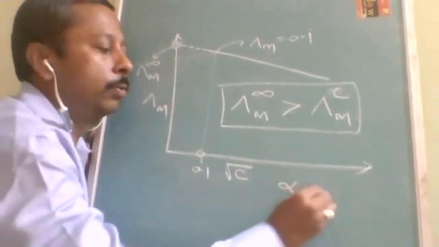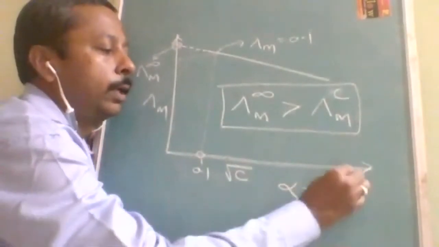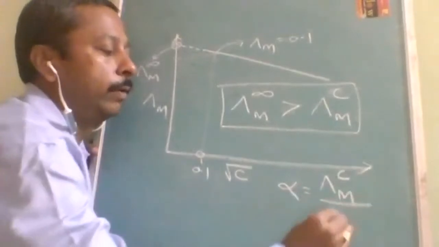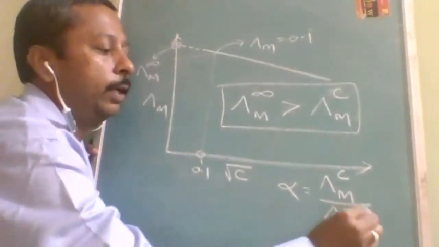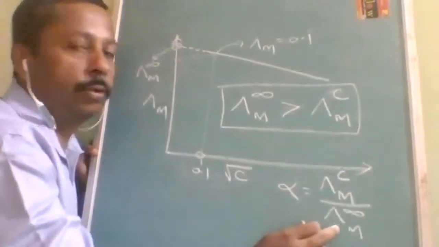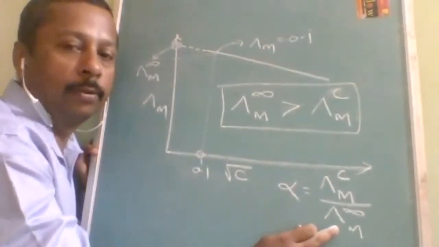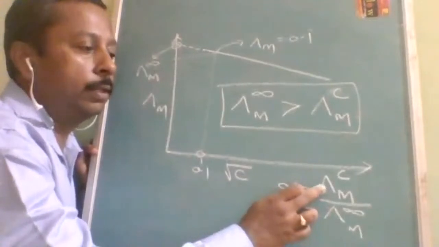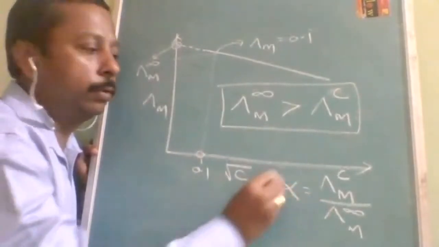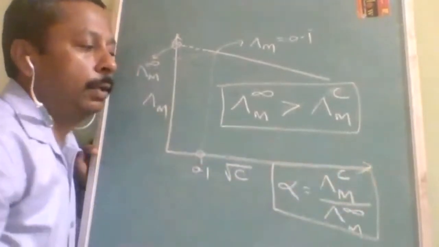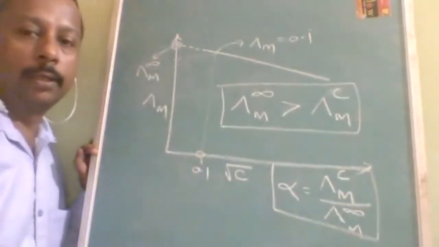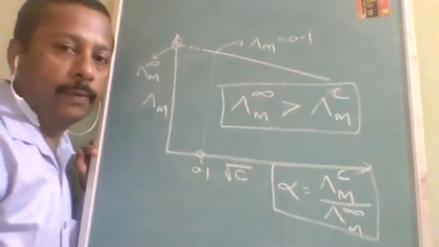Alpha is equal to molar conductivity at the given concentration divided by molar conductivity at infinite dilution. This cannot reach more than this. This is the final value. This is the value achieved at the given concentration. So this is the relation between degree of dissociation and molar conductivity at the given concentration and infinite dilution.